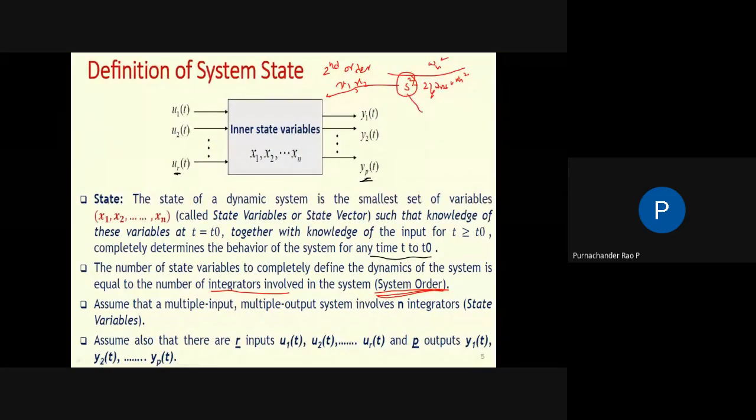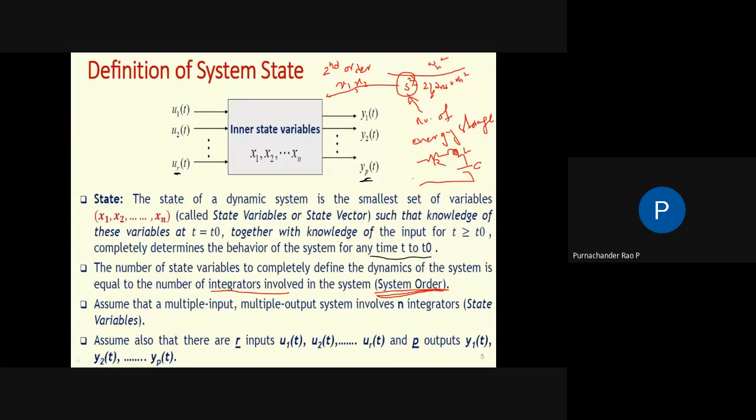So here the order of a system depends on the number of energy storage elements. Already we have seen that the order will depend on the number of energy storage elements present in the system. So if you have an RLC circuit, L and C are the two energy storage elements.